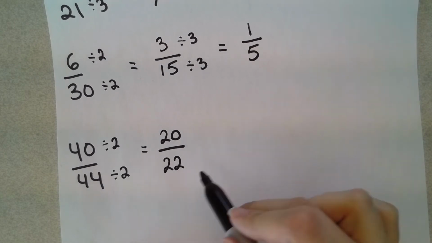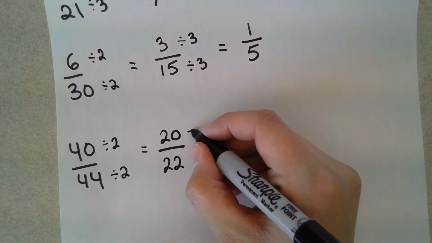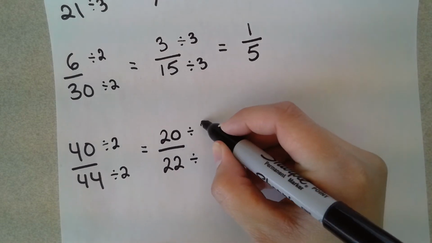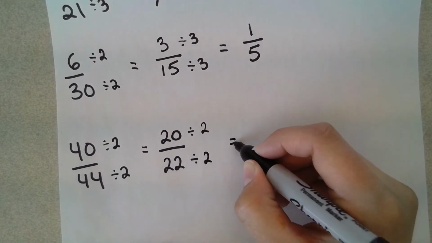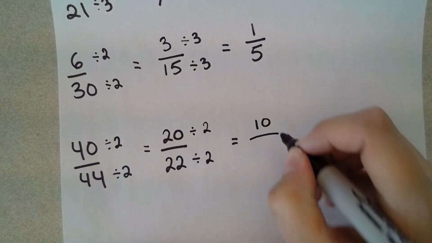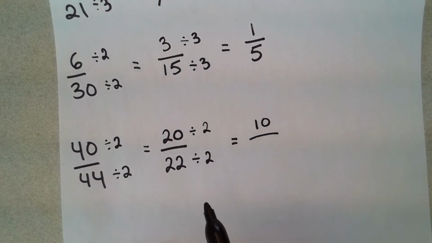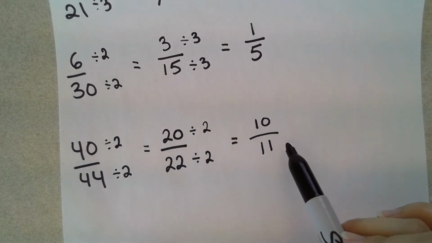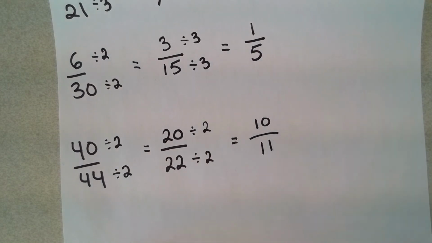Okay, now we can, of course, still divide this. And I'm going to do divided by 2 again, because I have 2 even numbers again. Divided by 2, divided by 2. 20 divided by 2 is 10. 22 divided by 2 is 11. Now, can we reduce this more? No, because there's no number that goes evenly into 10 and 11. So that means we're all done.